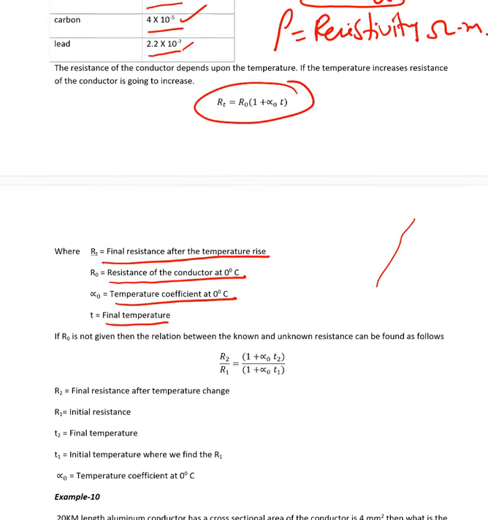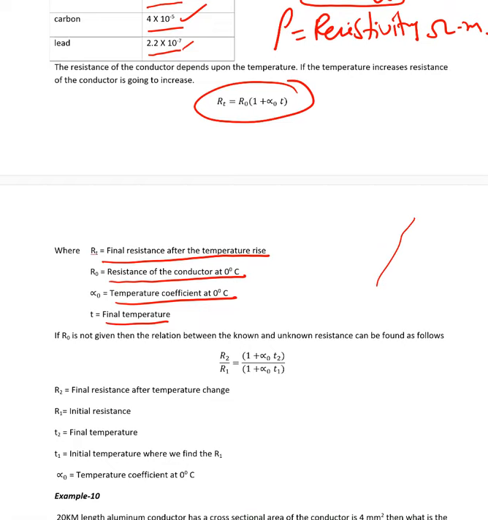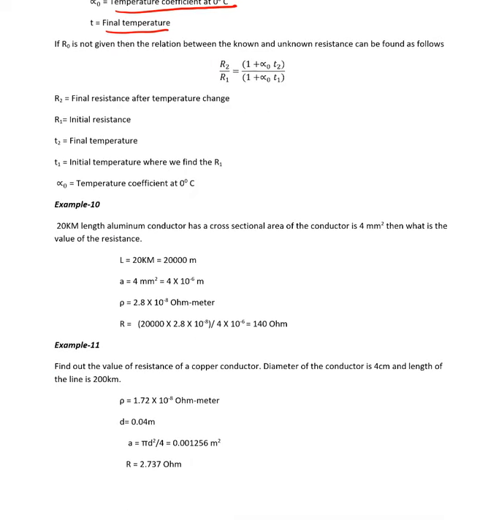In the exam or homeworks, I will not ask any questions based on this, but I want you to know how the resistance value changes in a conductor with respect to the temperature change. Now, here is an example. In this example, I solved for finding the resistance value. A 20 kilometer length aluminum conductor has a cross-sectional area of 4 mm square. What is the value of the resistance?